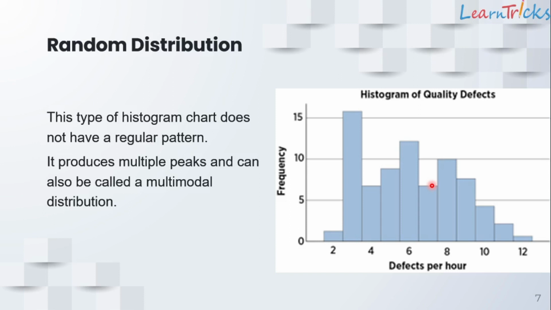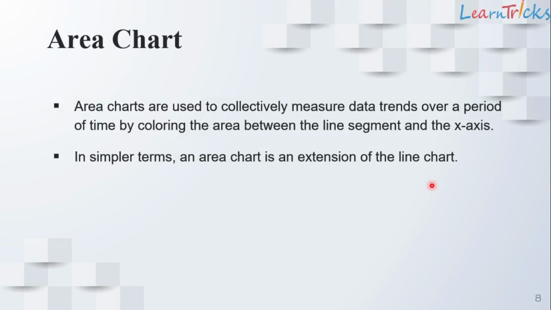Now we will move to the next type, that is the area chart. Area charts are used to collectively measure data trends over a period of time by coloring the area between the line segment and the x-axis. In simpler terms, an area chart is an extension of a line chart. In a line chart we were just plotting the line, but in an area chart we color all the area under the line. The area between the line and the x-axis is colored, and that is called an area chart.